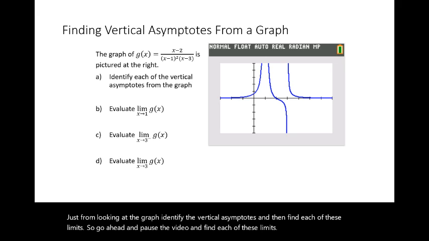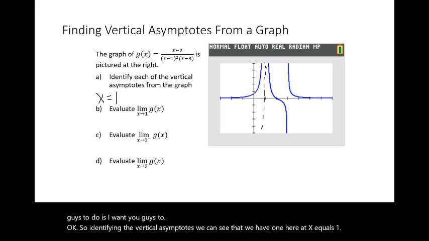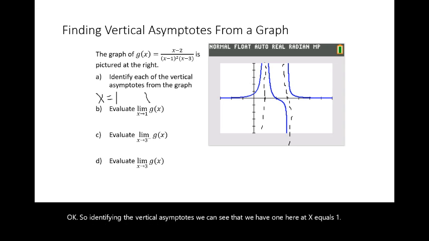Okay, so identifying the vertical asymptotes, we can see that we have one here at x equals 1. And we have another one here at x equals 3. So then finding each of these limits, let's start with the limit as x approaches 1. Now this is indicating from both sides, so let's look from the left and from the right.